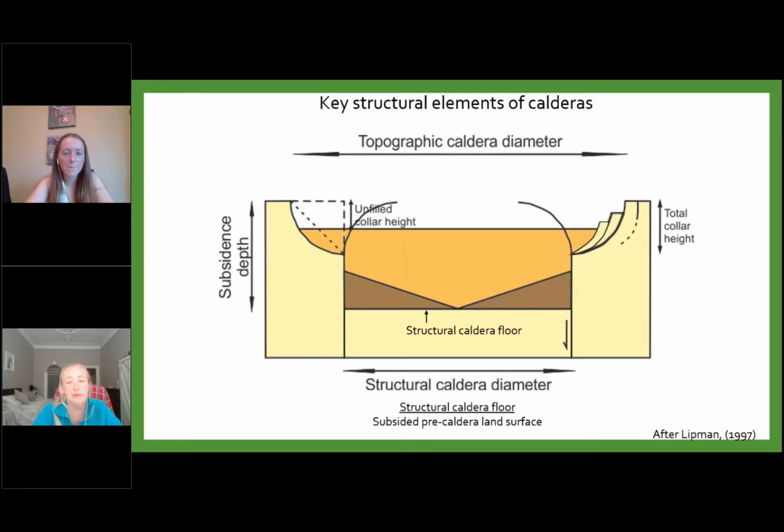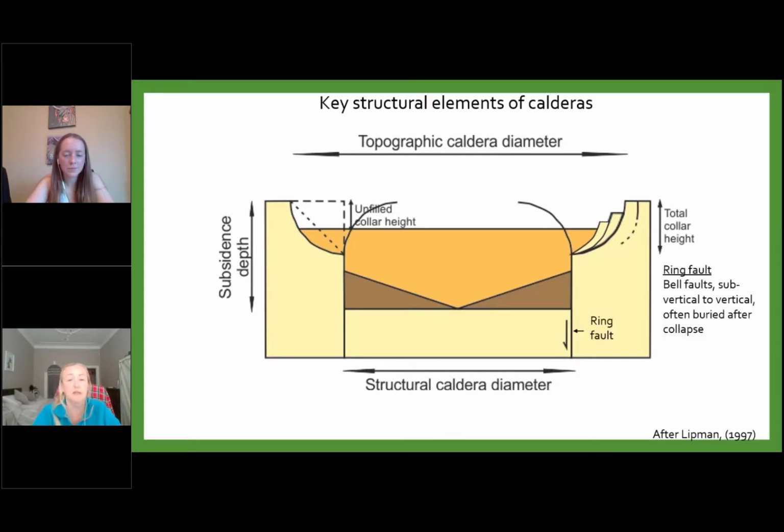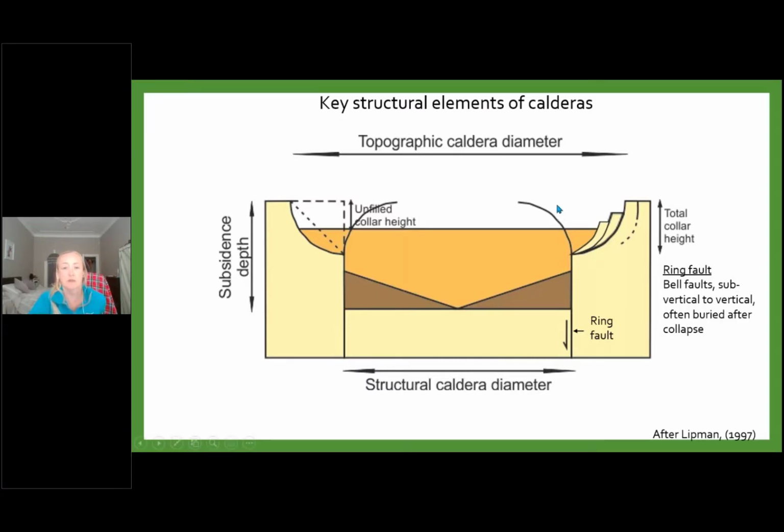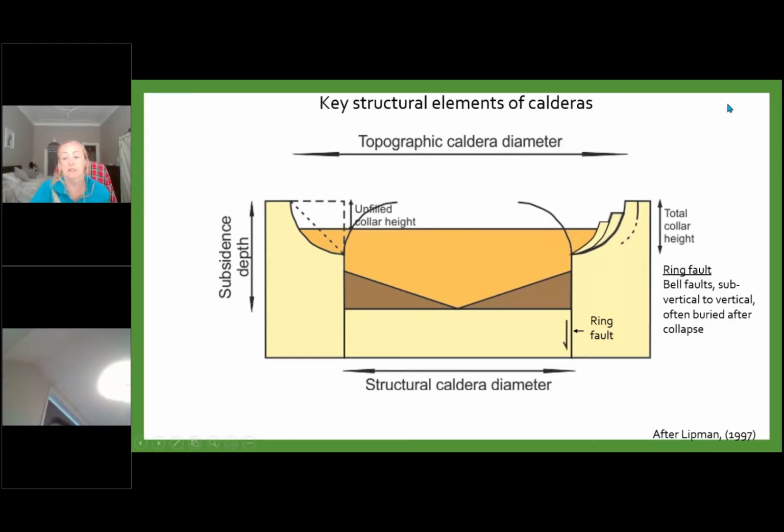So just little aspects. First of all, structural caldera floor, of course, that's the subsided pre-caldera land surface. Your ring faults, they tend to be subvertical to vertical. They're quite often bell-shaped, so the top of them curves inwards. So you can just see those here. And almost always they are buried by post-collapse activity.